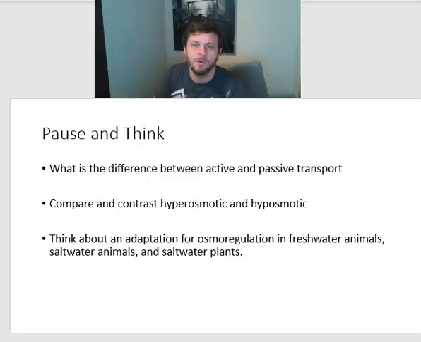Alright, so what is the difference between active and passive transport? Active transport requires energy. Passive transport happens passively. Hyperosmotic is when you have your fish in freshwater, and that freshwater wants to move into the fish. Hypoosmotic is the salt water, where the water wants to leave your fish, or animal, or plant, or whatever.